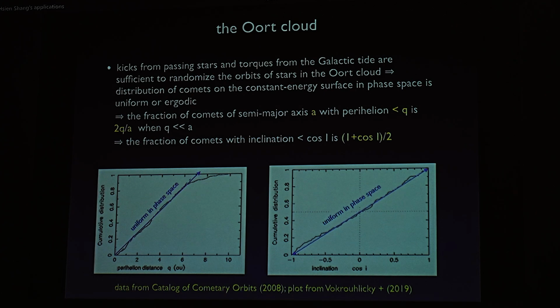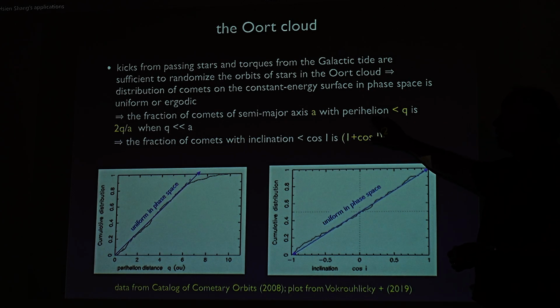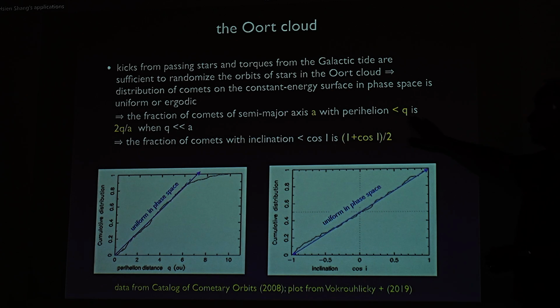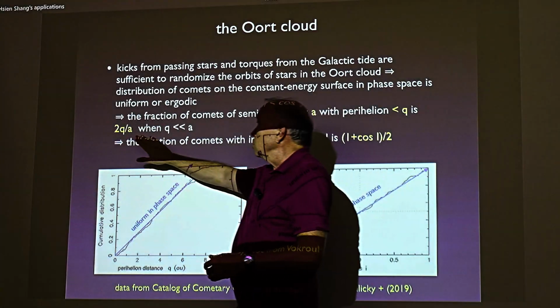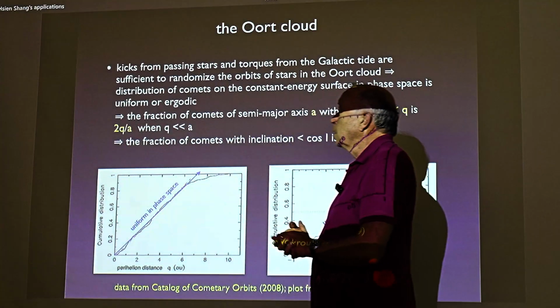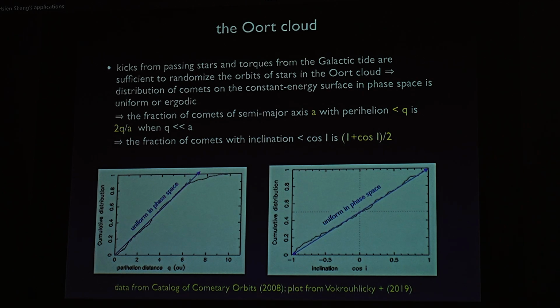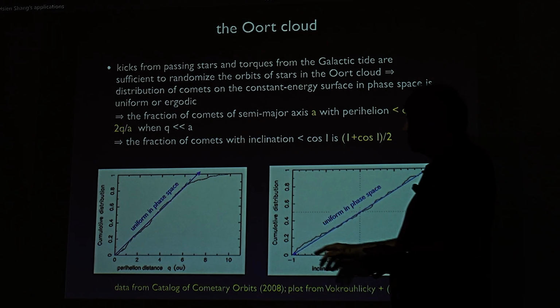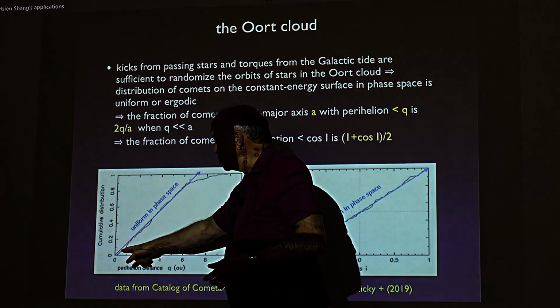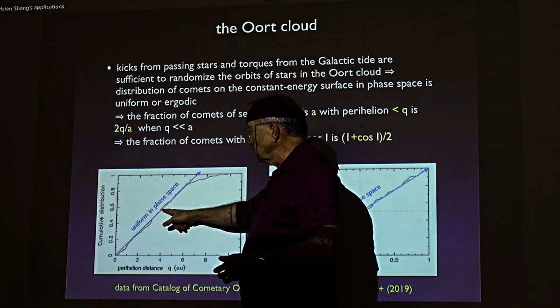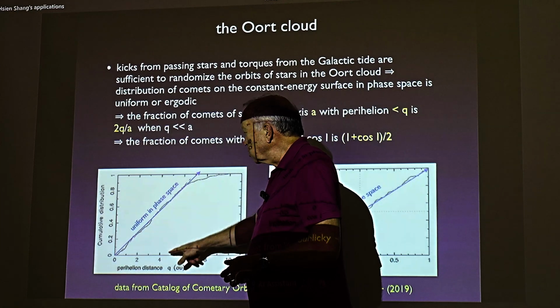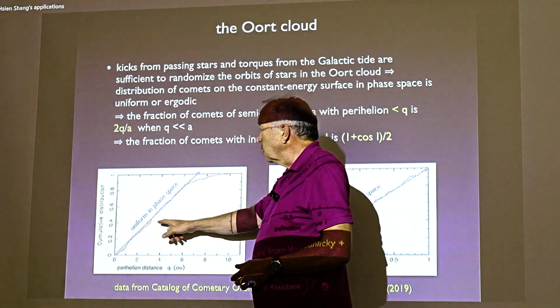And a consequence of that, if the distribution is completely ergodic, is that the fraction of comets with a perihelion less than some value q is just twice the ratio of q to the semi-major axis when the perihelion distance is small. So that's something you can test. This is the distribution of comets in the Oort cloud as a function of perihelion distance.